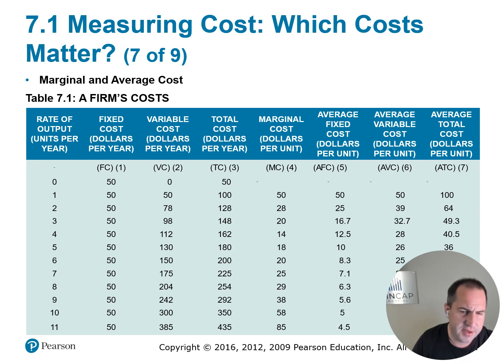Measuring costs, which costs matter. So this is continued here. What I'll point out here is you have the total cost, and the total cost is really a combination of the fixed costs and the variable costs. Here and here.